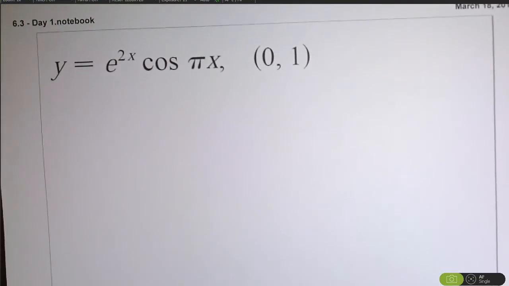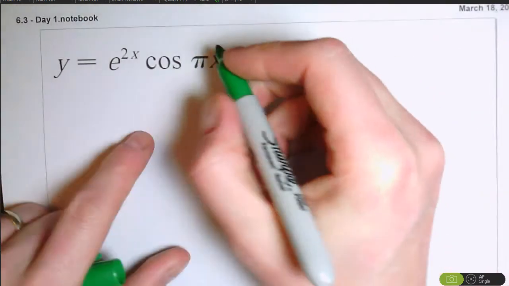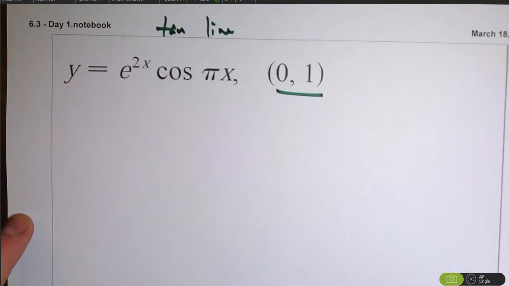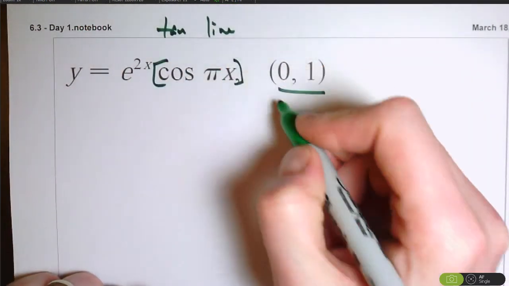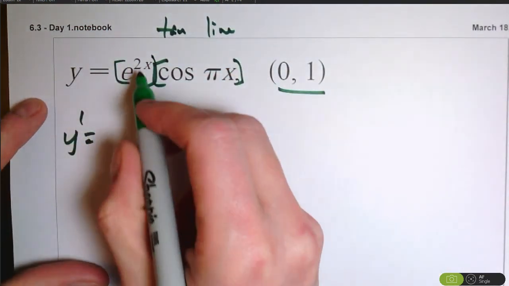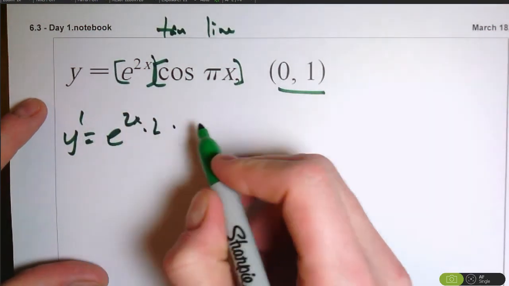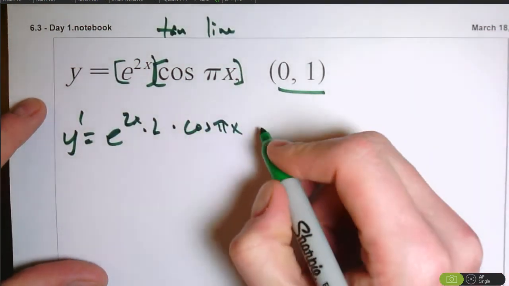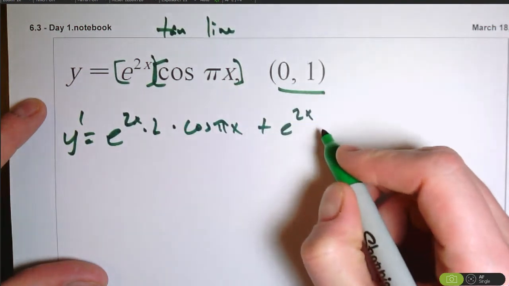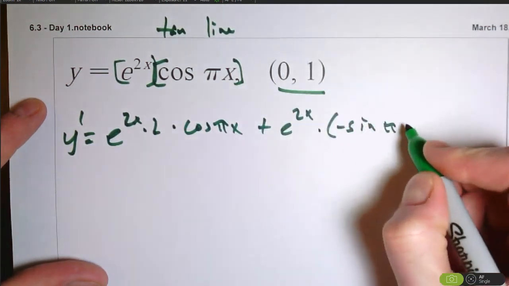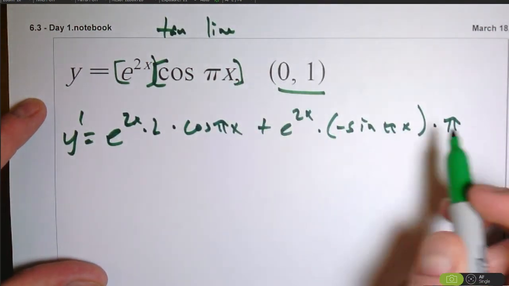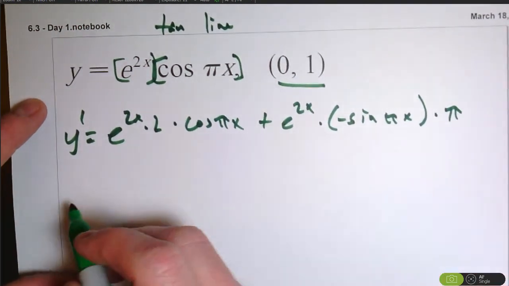And then last one for differentiation. We're finding a tangent line here that passes through the point 0, 1. Okay. So what we have to do then is do the derivative of this guy to find our slope function. So it's going to be a product rule. So y prime is e to the 2x times 2 times cosine of pi x, okay, plus e to the 2x times negative sine pi x times pi, because that's going to be the derivative of cosine pi x, negative sine pi x times pi, because we did the chain rule for that.